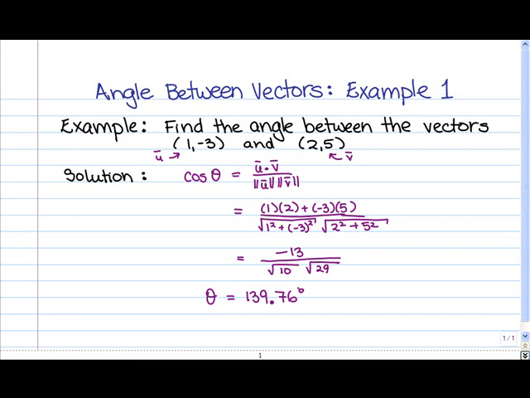Now, if you did not get 139.76 degrees, again, make sure your calculator says DEG at the top, so that means it's in degree mode because we're working with degrees here. Other things to make sure, remember that you've actually square rooted the numbers in the denominator. That's a common mistake. Make sure that the negative sign is there, and make sure that you've divided both by the root 10 and by the root 29. So you're doing negative 13 divided by root 10 divided by root 29.